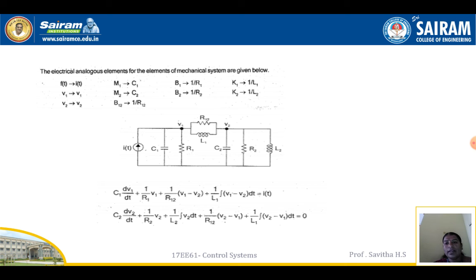Now we will write the expressions as C1 dv1/dt + v1/R1 + (1/R12)(v1 − v2) + 1/L1 ∫(v1 − v2) dt = I(t). The second node is C2 dv2/dt + (1/R2) v2 + 1/L2 ∫v2 dt + (1/R12)(v2 − v1) + 1/L1 ∫(v2 − v1) dt = 0.